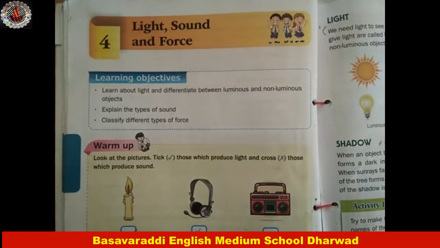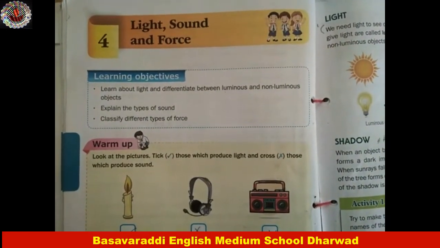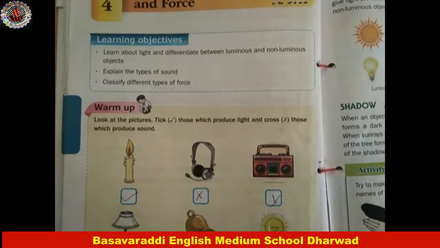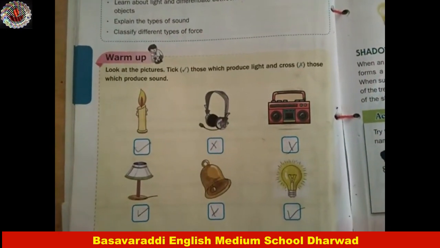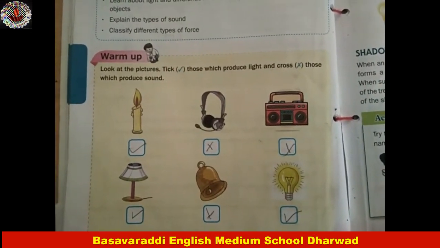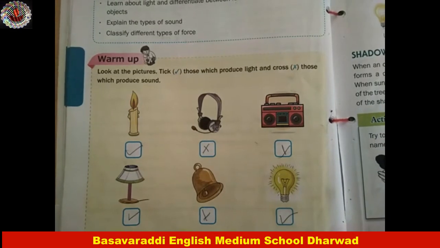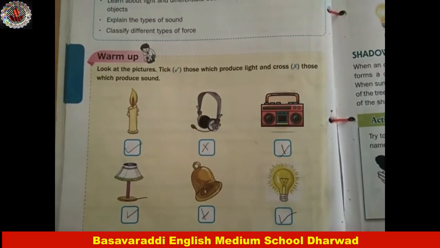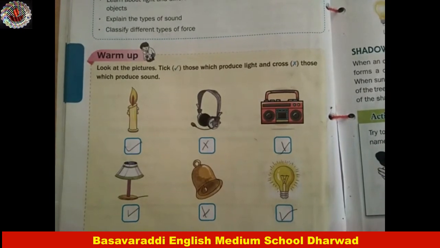Okay, in this video we will do some exercise part of this lesson. First we have to do the warm-up activity. Look at the pictures, tick correct those which produce light and cross wrong those which produce sound.